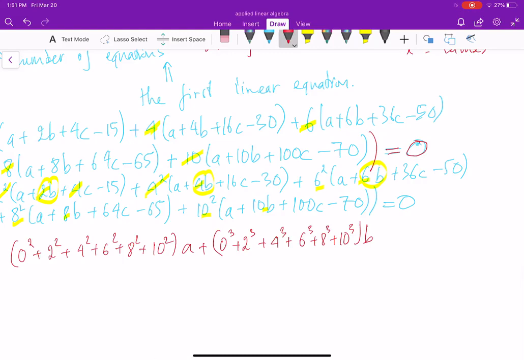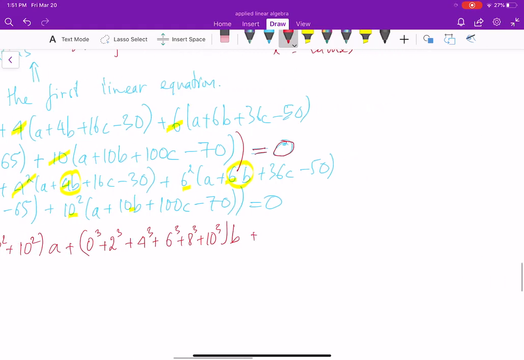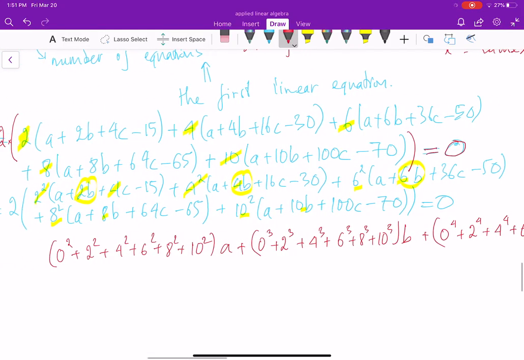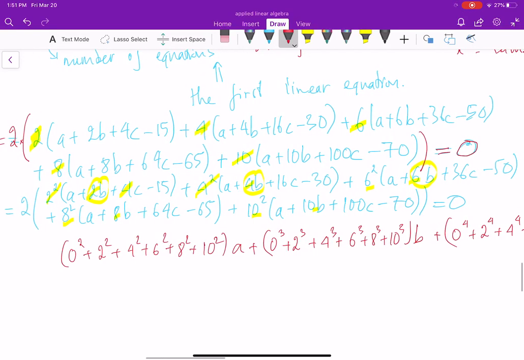You would increase the power in here, so you get plus 0 to the 4, plus 2 to the 4, plus 4 to the 4, plus 6 to the 4, plus 8 to the 4, plus 10 to the 4, and then C. Makes sense? You see this? And then for the free coefficient, it also has some rule right here.